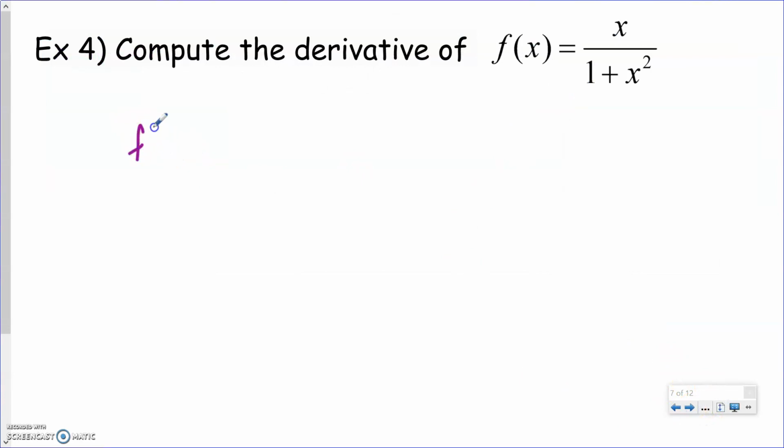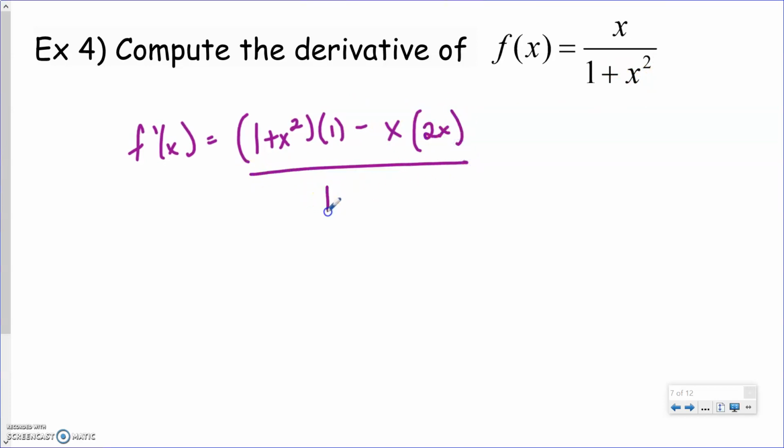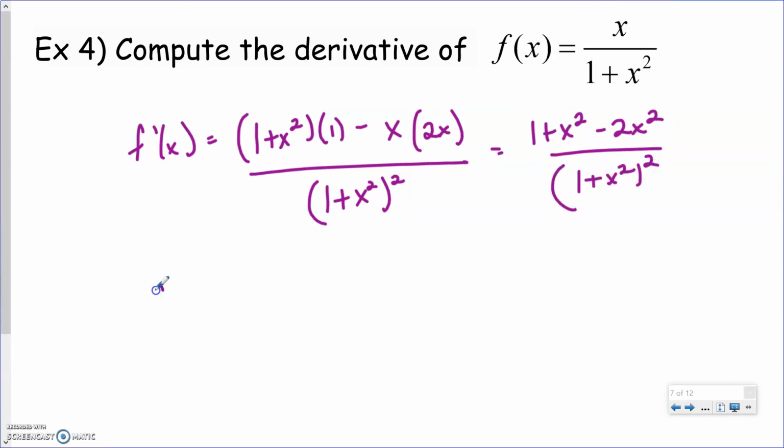Okay, so f prime of x is low times the derivative of the high, which is just 1, minus high times the derivative of the low, which is 2x, over low low. So you can write it twice or you can square it. Now I'm going to simplify a little bit for this one. 1 plus x squared minus 2x squared gives me a final derivative of 1 minus x squared over 1 plus x squared, quantity squared.